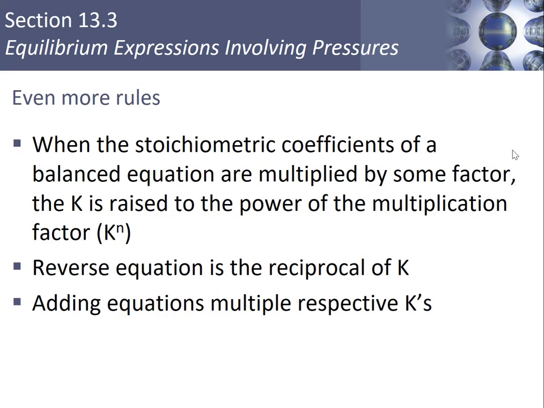All right, let's talk about a few more things before we dive into the numbers. If I'm going to manipulate my balanced equation, I may be multiplying the balanced equation by a factor or dividing by a factor. I can raise K to the same factor. Reverse reactions are the reciprocal of K. We looked at an example of that. And if I'm adding equations, like, again, back to Hess's law or mechanisms, I can actually multiply the K's together to get an overall K for the overall reaction.